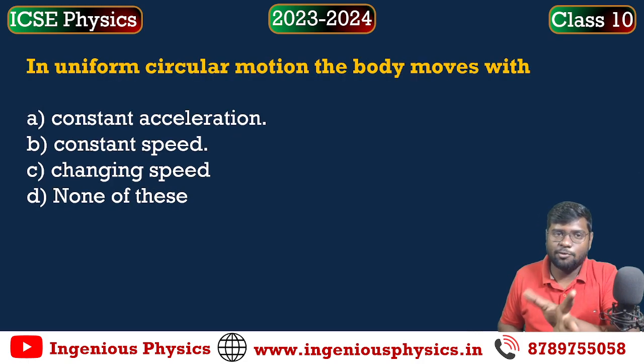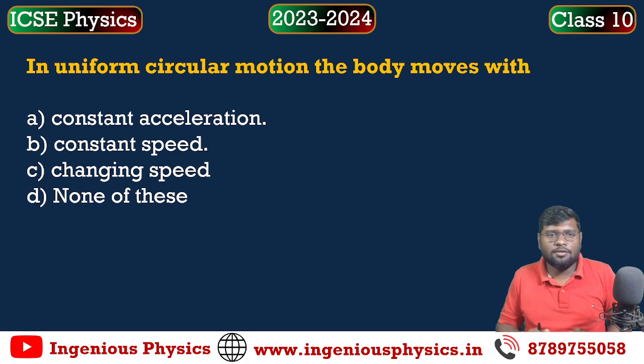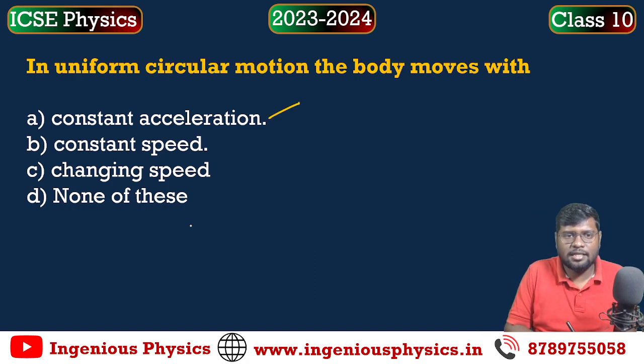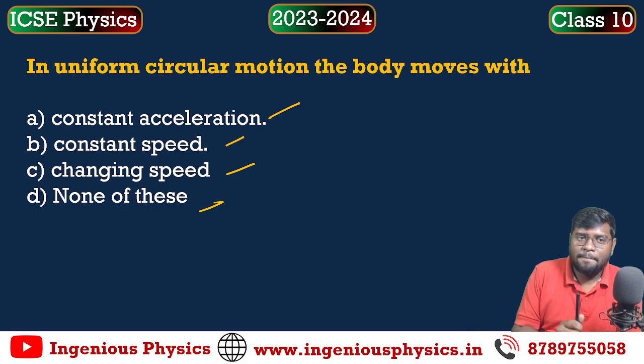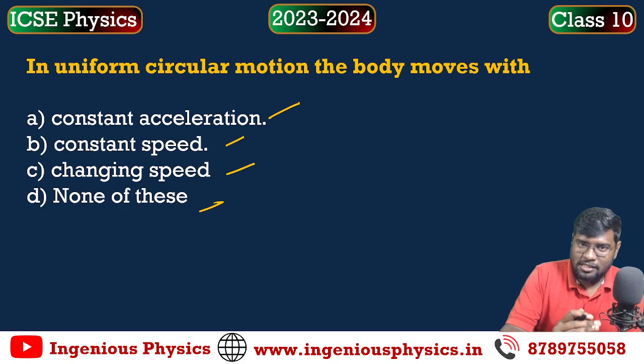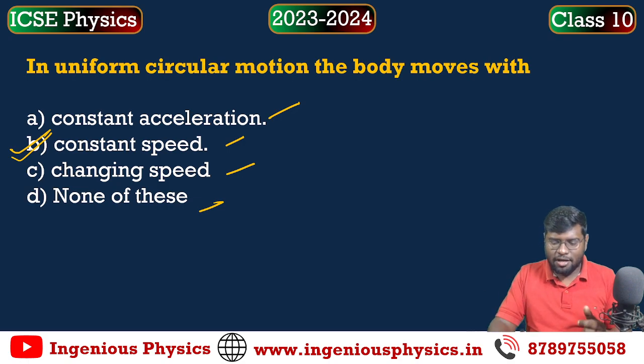In circular motion, is the circular motion uniform? Yes. In uniform circular motion, does it have constant acceleration, constant speed, changing speed, or none of these? We know that whenever there is uniform circular motion, the speed is constant. Speed is what? Constant. So we just write speed is constant. So the correct answer is option number B. So now let us move to the next question very quickly.